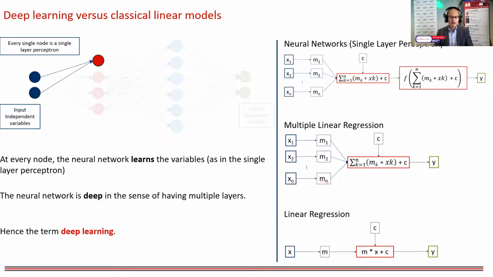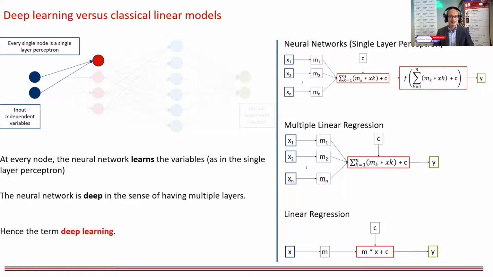So this is an example of a single layer perceptron in the midst of an entire deep learning model. In the same way, the blue colored circles are my input independent variables, and the red colored is my dependent variable. So you can imagine that this is similar to my multiple linear regression model that we introduced a little bit earlier. At every single node, my neural network will learn the variables, so both the gradients as well as the y-intercept.